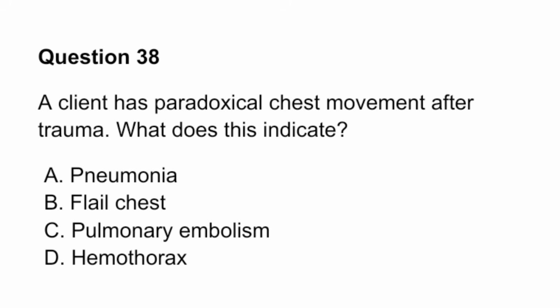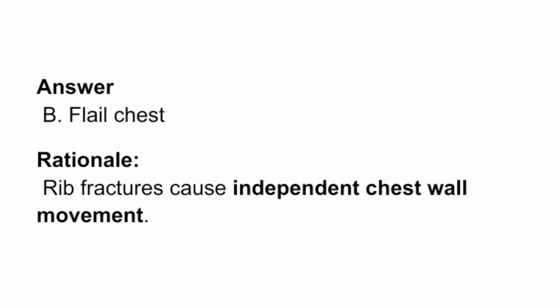Question 38. A client has paradoxical chest movement after trauma. What does this indicate? A. Pneumonia. B. Flail chest. C. Pulmonary embolism. D. Hemothorax. The correct answer is B. Flail chest. Rib fractures cause independent chest wall movement.